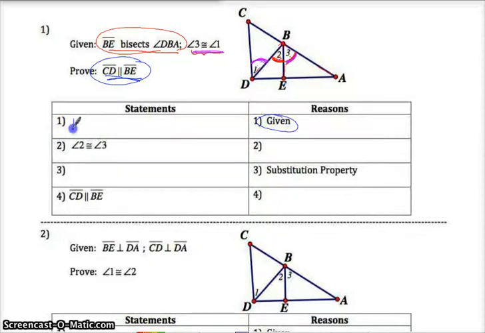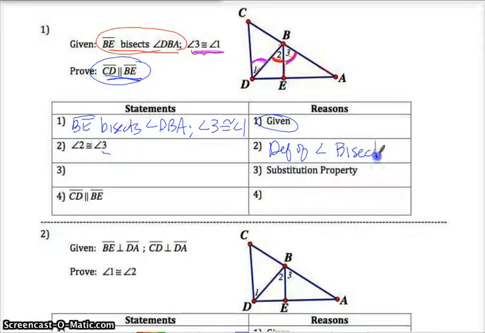Given, so that's what we put in the first one. So we need to write both parts of given. BE bisects angle DBA, and we see that angle 3 is congruent to angle 1. All that's given. Now the next step says that angle 2 is congruent to angle 3. Well, I already know that. I already marked it. How do I know that? That's the question. Why do I know that angle 2 is congruent to angle 3? Well, that goes back to the definition of angle bisector. I told you that these bisect this angle, so this is the definition of angle bisector.